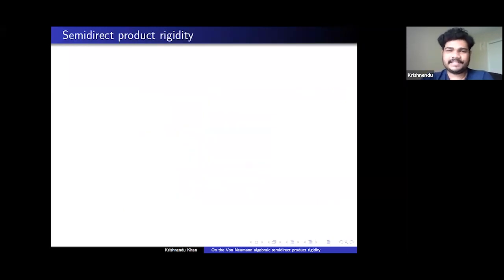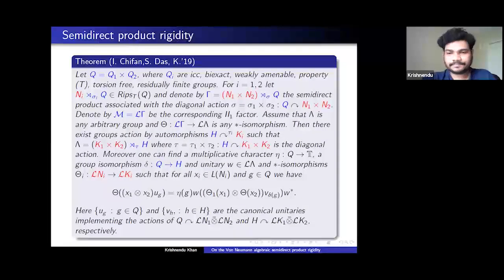And here is the precise statement of our theorem. Yeah, it looks quite long, but here you start with the product group Q1 and Q2, where each Q_i is ICC, biexact, weakly amenable, property T, torsion, rationally finite. If you forget about all these properties, you can take uniform lattices in SP(n,1). So SP(n,1), those are hyperbolic groups with property T, and they satisfy all these properties.